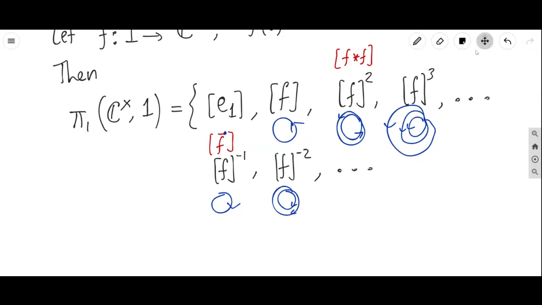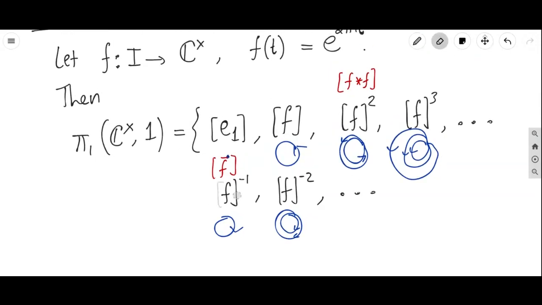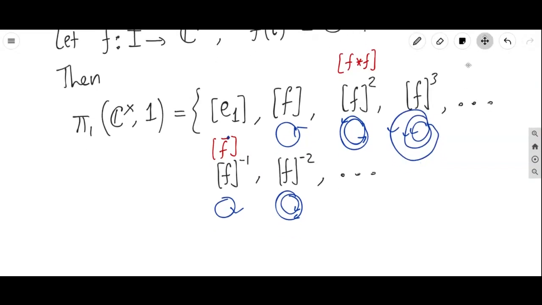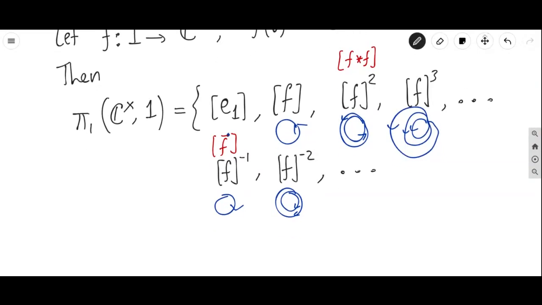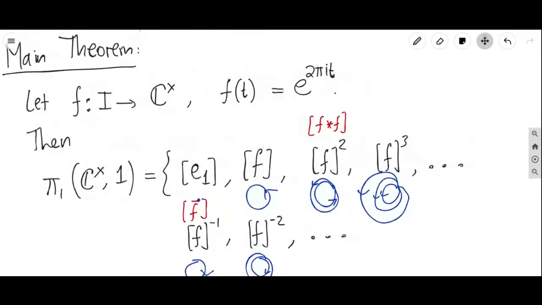So basically, as you can see, the fundamental group is described by the integers: 0, 1, 2, 3, negative 1, negative 2, negative 3, and so on. So that's the fundamental group, and thus the fundamental group of this space is isomorphic to the group of integers. This is the integer group. So this is the main theorem.